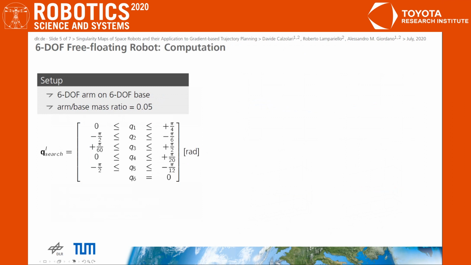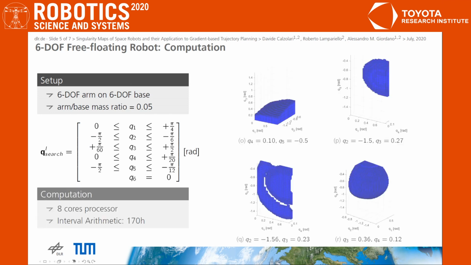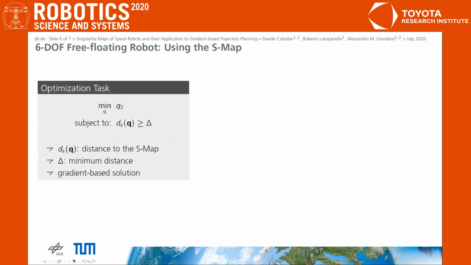As a second example, we provide the results of the computation of a singularity map for a 6 degrees of freedom space robot mounted on a 6 degrees of freedom body. The map is obtained using the interval arithmetic approach, and the figures depict various projections of the map. In the following, an example of utilization of the map for gradient-based trajectory planning is provided. We consider the problem where the value of the third joint must be minimized under the constraint that the minimum distance to the singularity map must be kept.